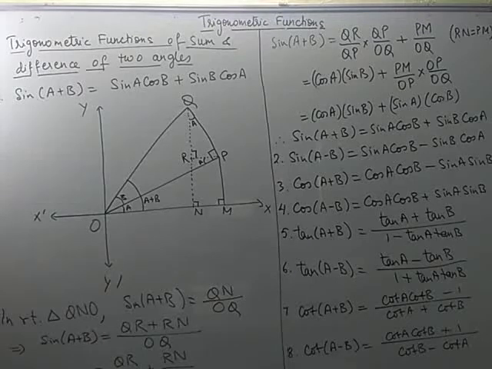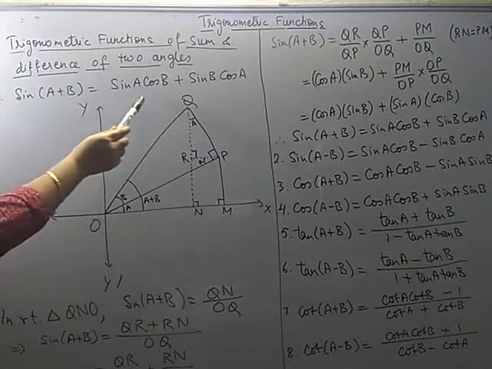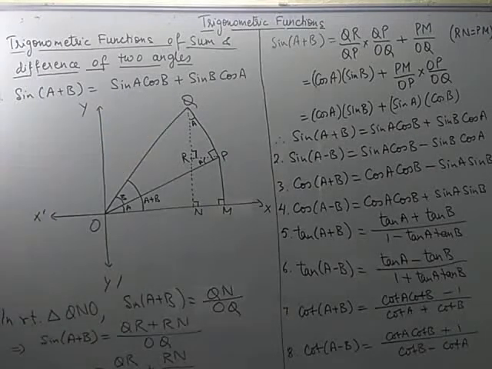So we are going to generalize it. I'll be proving one for you, like we have done the derivation for sine A plus B. If it is sine of the sum of angles A and B, then it can be written as sine A cos B plus sine B cos A. Okay, so this we are going to derive.